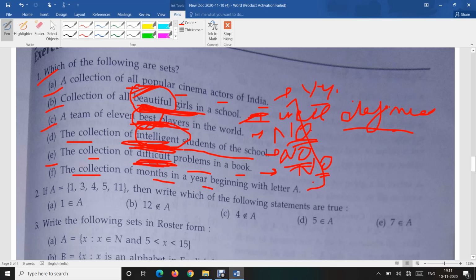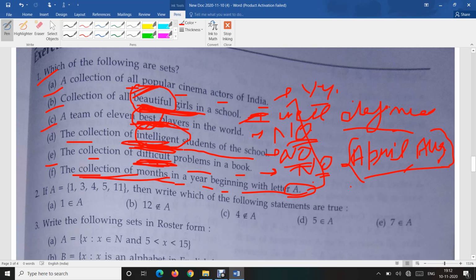The collection of months in a year beginning with letter A. Oh yes, you can make it, because we are all familiar that in a year there are 12 months: January, February, March, April, May, June, July, August, September, October, November, December, and we have to make a collection of months in a year beginning with letter A. January not, February starts with F, March M, April A, that means April, May M, June, July, August, the next is August, September, October, November, December.